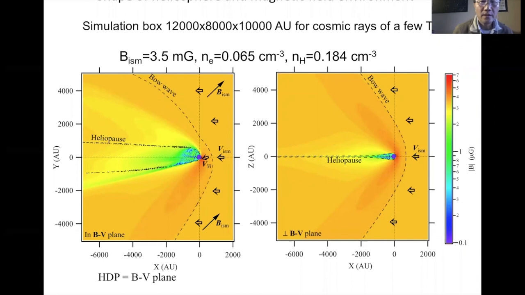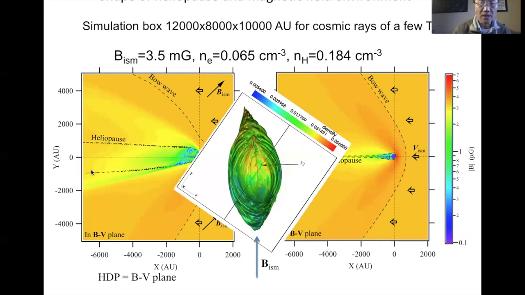This is a picture of magnetic field distribution within 10,000 AU from the sun. This is a distribution in the hydrogen deflection plane, or the plane containing the interstellar magnetic field and the interstellar velocity vectors, and the plane perpendicular to the hydrogen deflection plane. The bow wave is here and the heliopause is this, and the heliopause is highly elongated along the interstellar magnetic field direction.